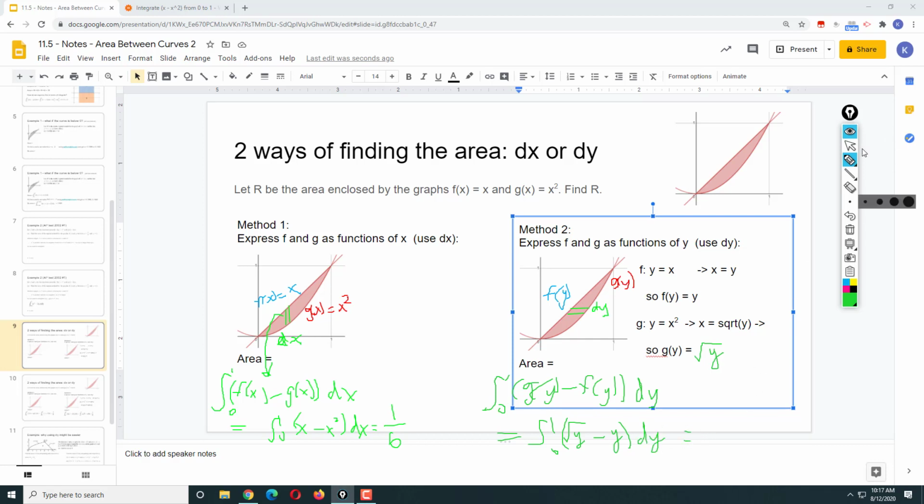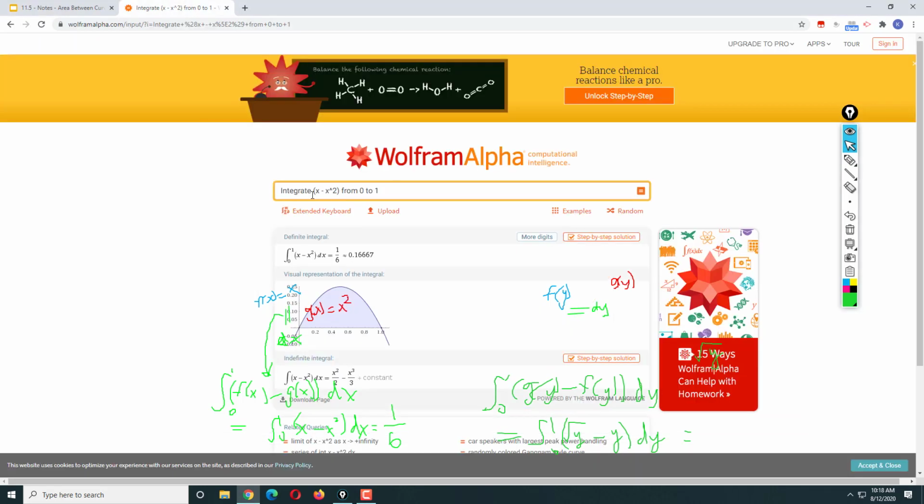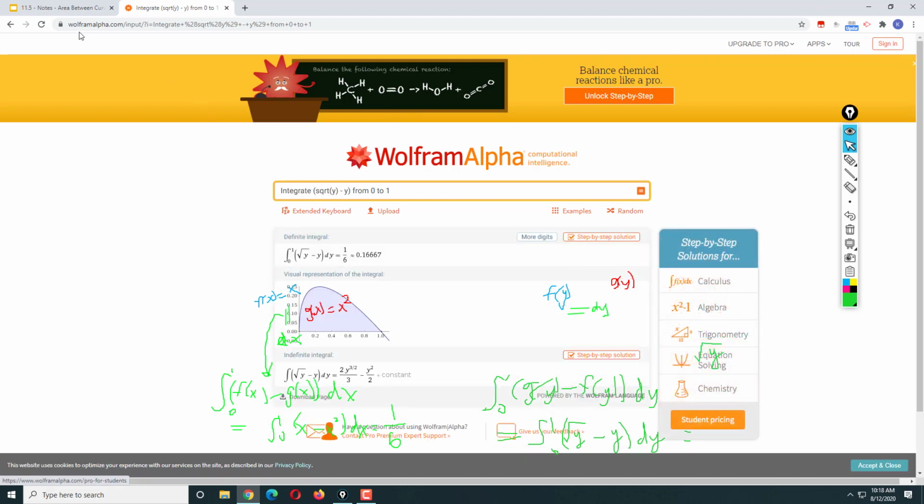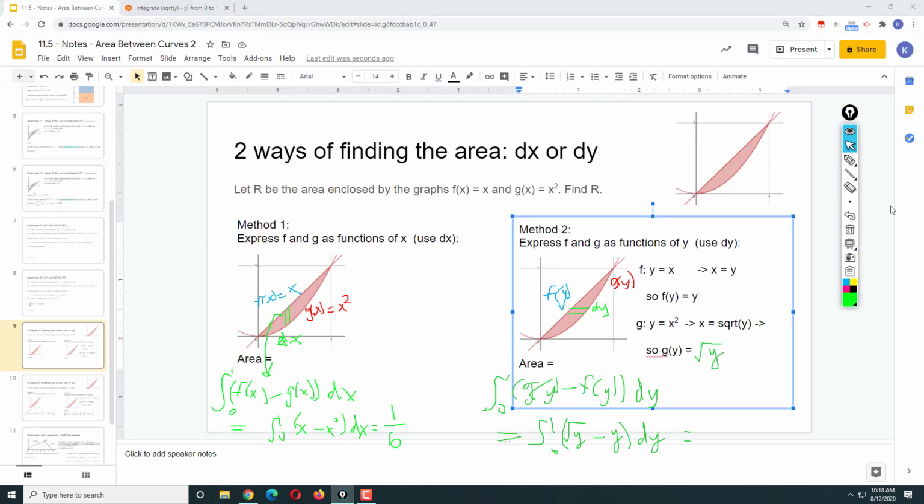Okay. Again, we use Wolfram Alpha to evaluate the integral. This time we're integrating square root of y, again I use SQRT for square root, minus y from 0 to 1. And we get the same answer, 1/6. Why is it the same? Of course, it's the same. It's the same area. It's just that in the first method, we added up the areas of these vertical rectangles. In the second method, we added up all these areas of these tiny horizontal rectangles. We get the same answer. So we can integrate with respect to x or y.